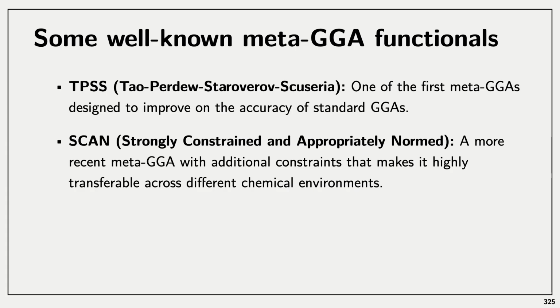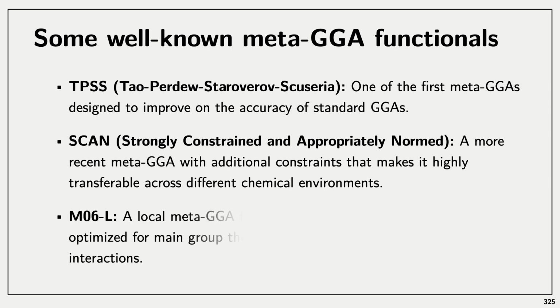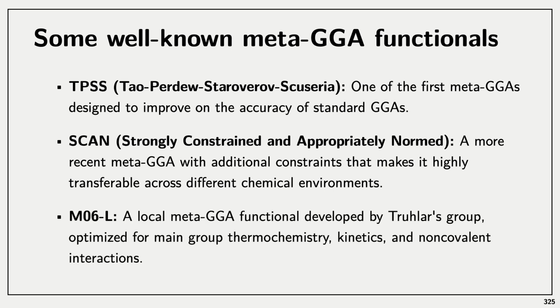So this one actually works pretty well. And what is nice about the SCAN functional is that it's very transferable because it has been developed using strong constraints, a lot of constraints from quantum mechanics instead of fitting. I should also mention some meta-GGA more into the chemistry realm, like M06-L, which is from the Truhlar group. It's also very accurate in more of the chemical arena.